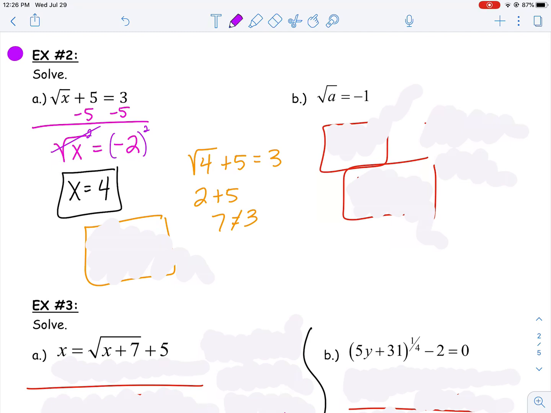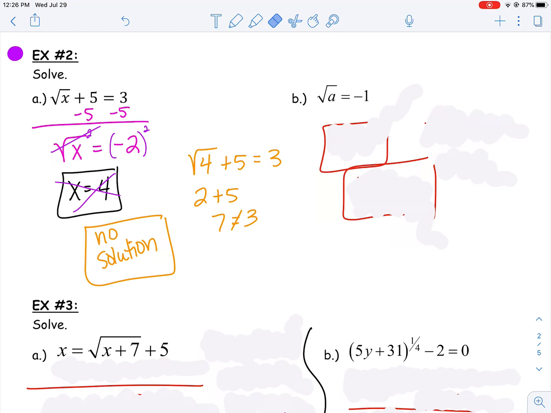So what does that mean? Well, that means that x equals 4 is a solution, but it's an extraneous solution. It's actually a solution that doesn't work in our equation. So this equation, because x equals 4 doesn't work, means that there is no solution. There's never going to be a number that you can plug in underneath that radical, add 5 to it, to ever get the number 3.